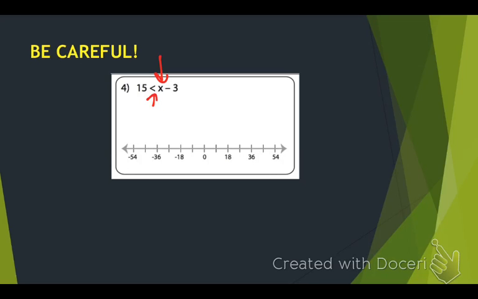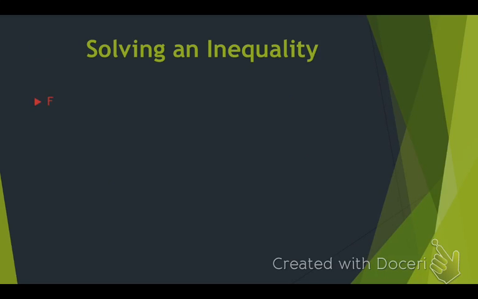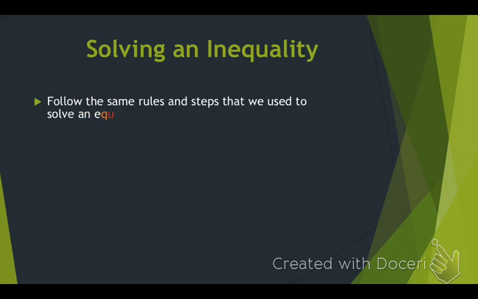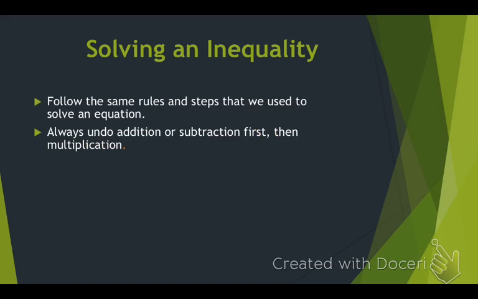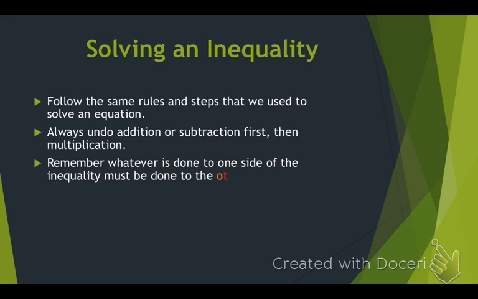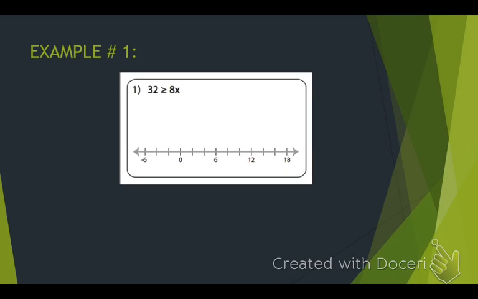All right, so we're going to get started. Solving inequality. Basically, in order to solve them, we follow the same rules and the steps that we used to solve an equation. That means drawing our line, doing the opposite, the inverse operation, all those things. Remember, we undo addition and subtraction first, then multiplication. And whatever is done to one side of the inequality must be done to the other side, just like normal. Alright, here we're going to go ahead and get started.